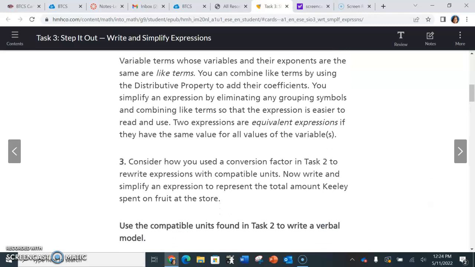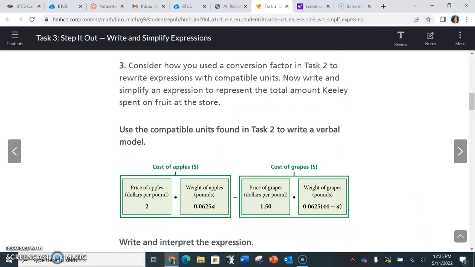Variable terms whose variables and their exponents are the same are like terms. You can combine like terms by using the distributive property to add their coefficients. You simplify an expression by eliminating any grouping symbols and combining like terms so that the expression is easier to read and use. Two expressions are equivalent expressions if they have the same value for all values of the variables.